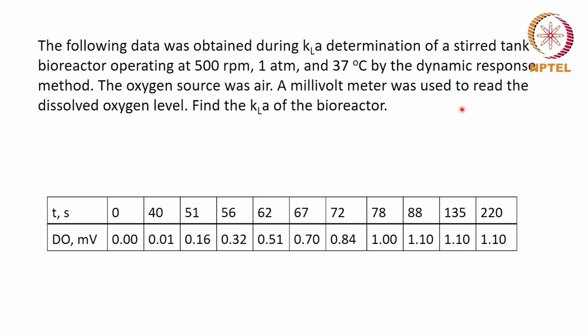A millivolt meter was used to read the dissolved oxygen level, and this is typically done in labs, in the industry also, because the voltage is proportional to the concentration. The DO probe converts the concentration to a certain voltage, and the voltage could be either directly measured or you could use some sort of an interface device to convert it into the concentration. We had used, this is actually data from the lab, a millivolt meter to read the dissolved oxygen level. Find the KLa of the bioreactor.